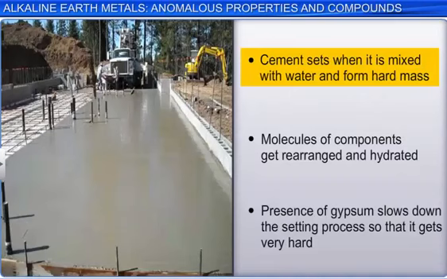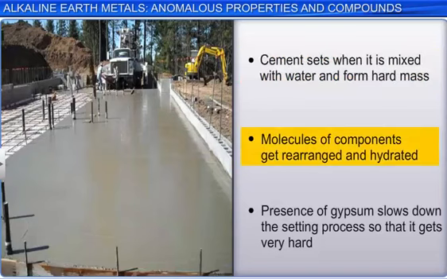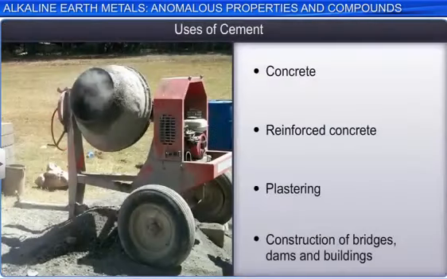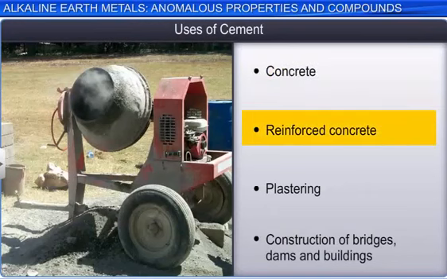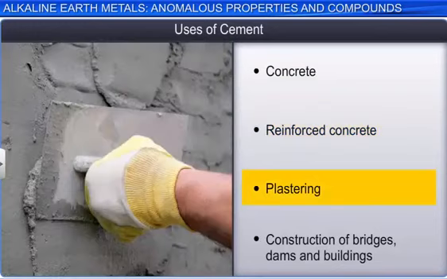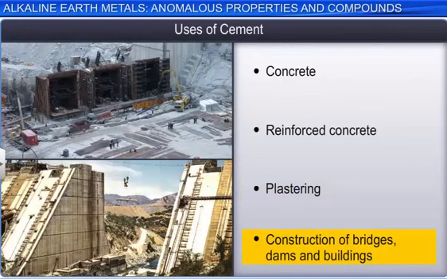Cement sets when it is mixed with water to form a hard mass. The molecules of the components get rearranged and hydrated. The presence of gypsum slows down the setting process so that it gets very hard. Cement is used to make concrete and reinforced concrete. It is used in plastering as well. It is best known for its use in the construction of bridges, dams, and buildings of all sorts.